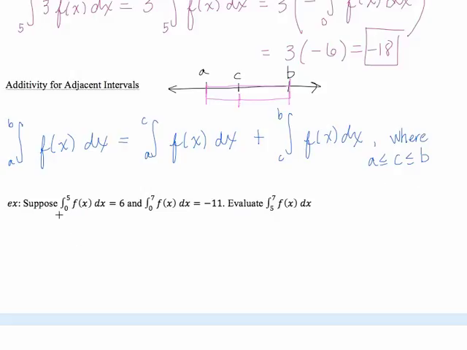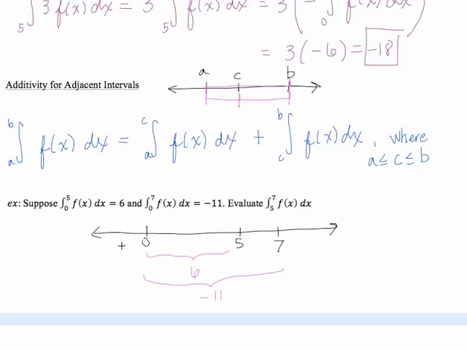Okay. All right, so suppose the integral from 0 to 5 of f of x equals 6, and the integral from 0 to 7 of f of x is negative 11. How could we find the integral from 5 to 7? Well, let's just draw a little number line here. So here's 0, 5, and 7. So we know the integral from 0 to 5 of f of x equals 6, and the integral from 0 to 7 of f of x is negative 11. We know that the integral from 0 to 5 plus the integral from 5 to 7 equals the integral from 0 to 7 by this property.